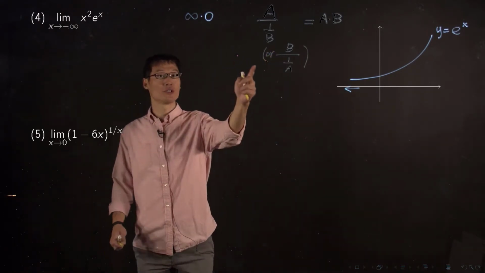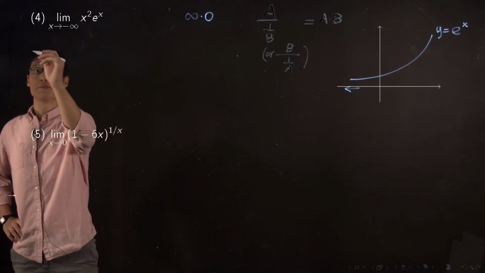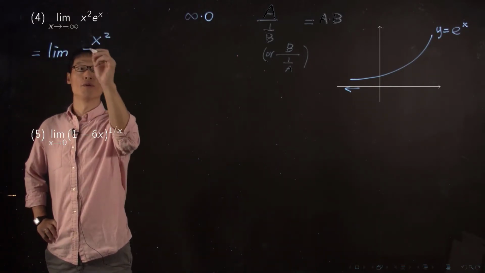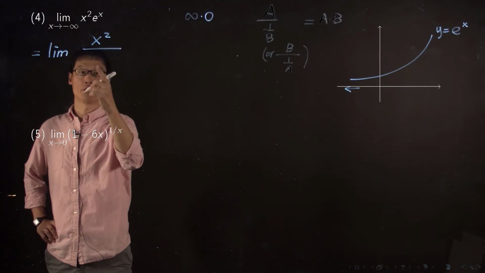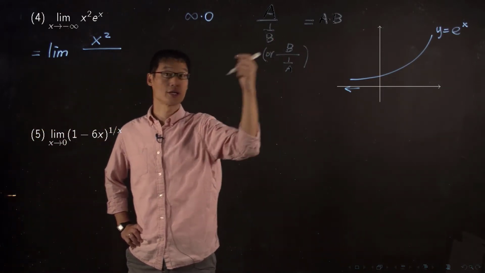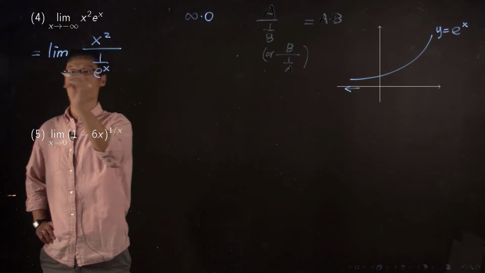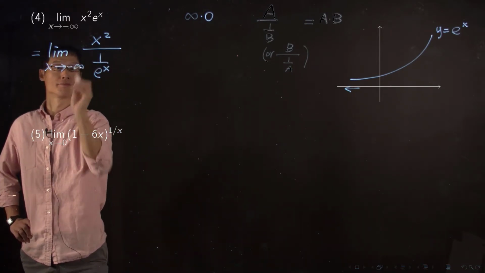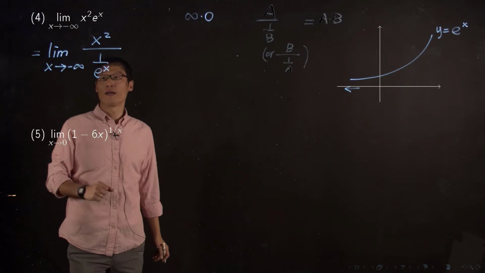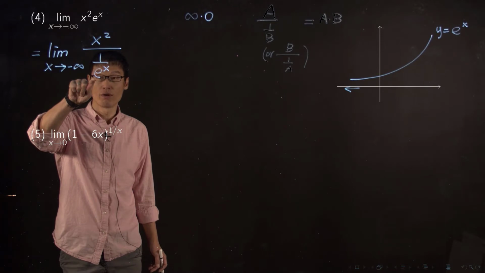So let us use this rewriting to have a fractional expression. So this limit is the limit of x squared over 1 over e to the negative x, or 1 over e to the x. Or you can put it like this. So we have a fractional expression a over b. And as x tends to negative infinity, we have infinity over infinity.